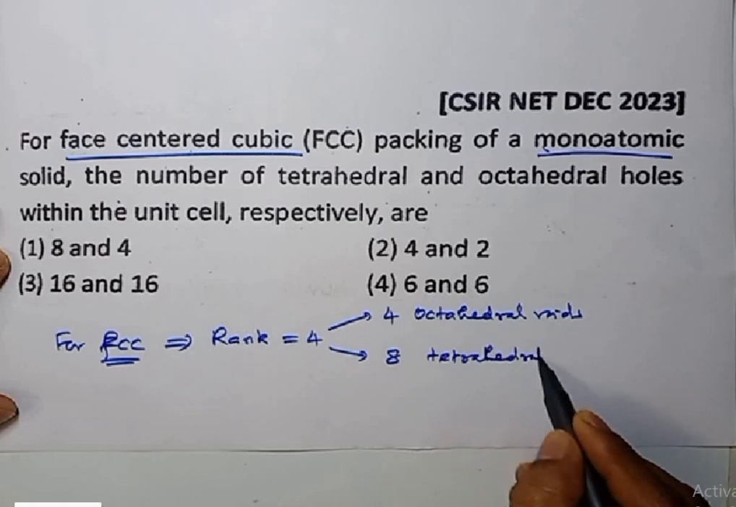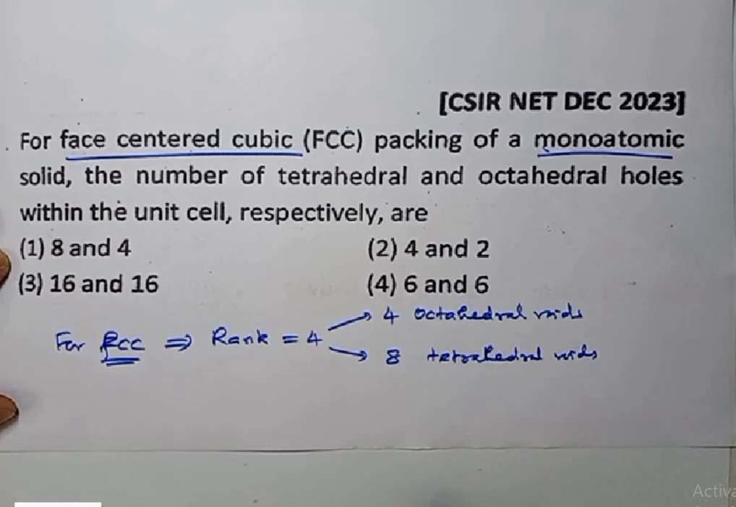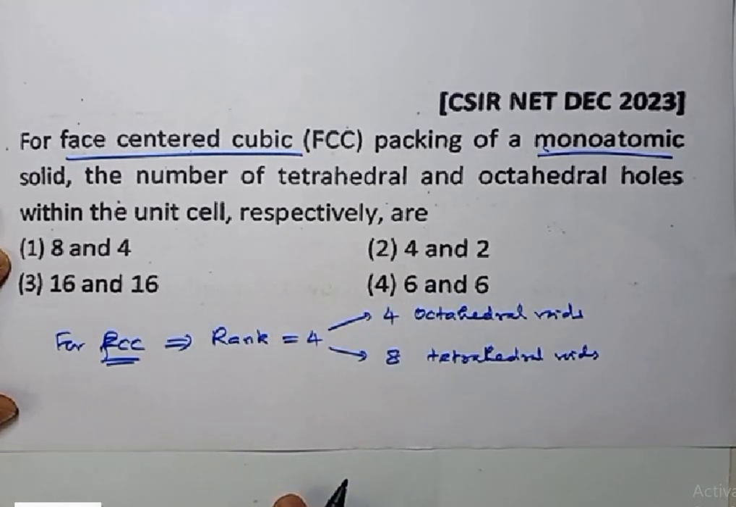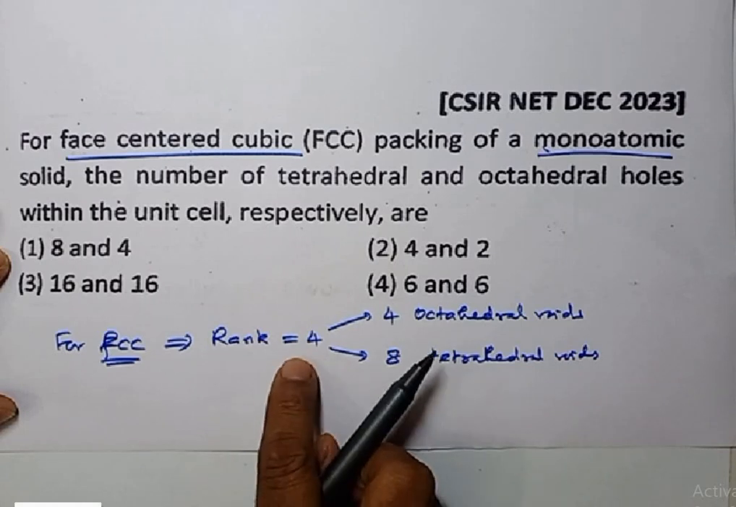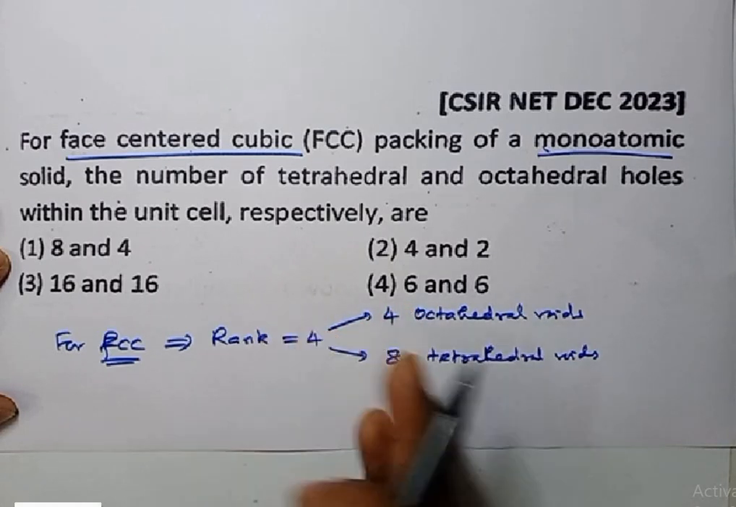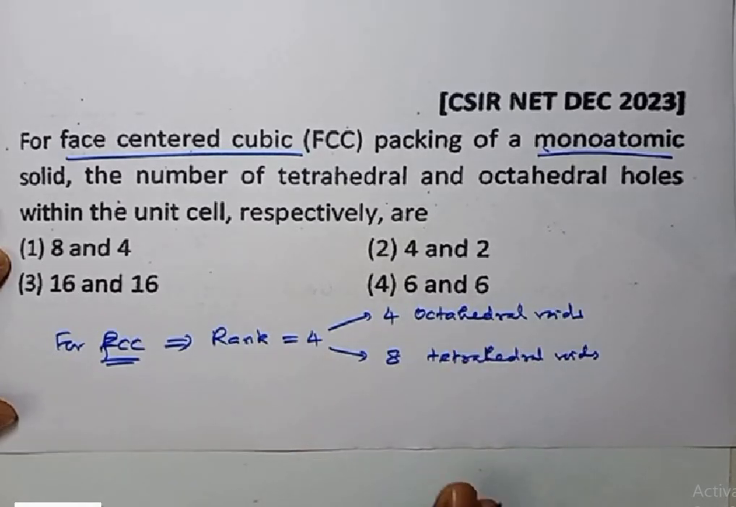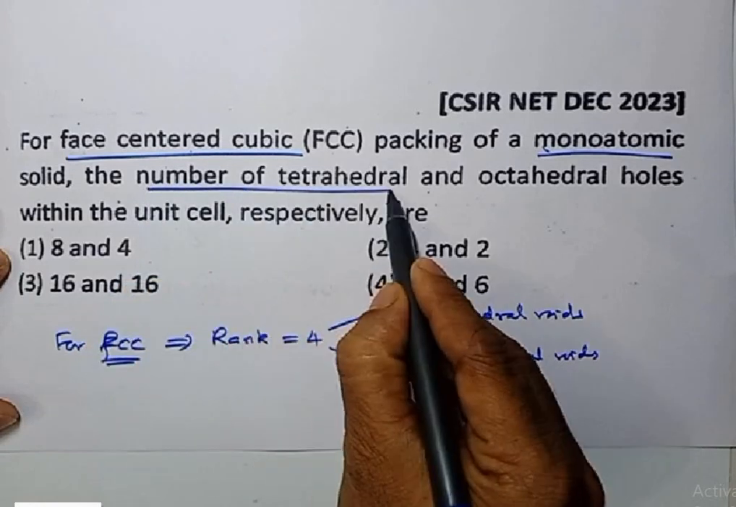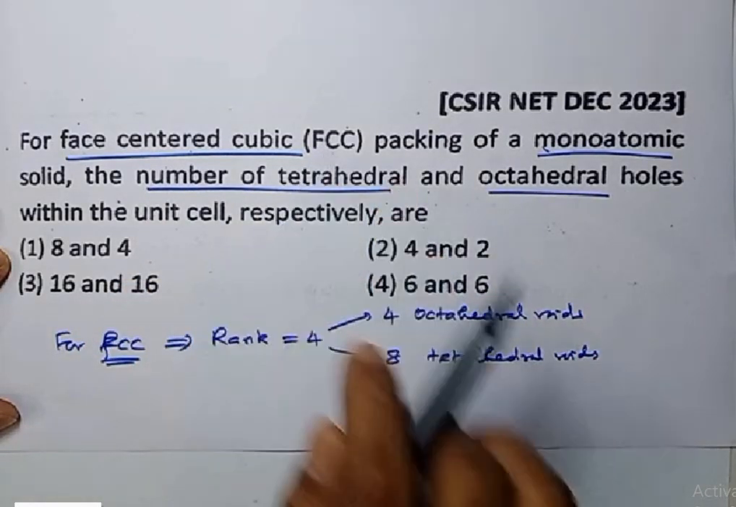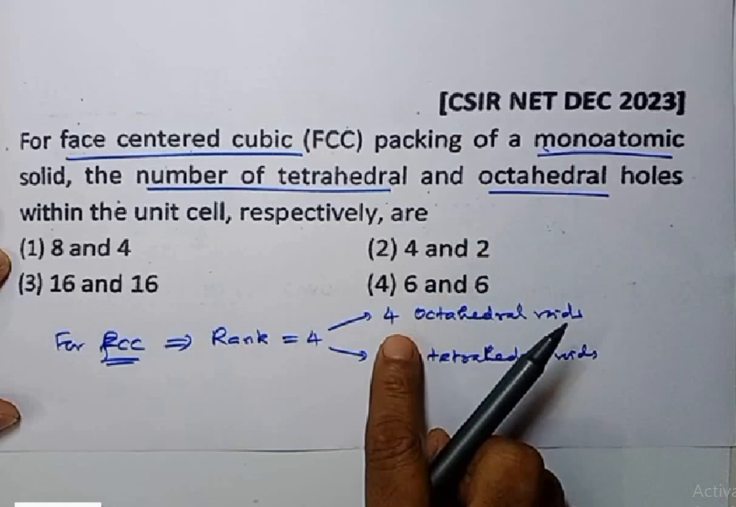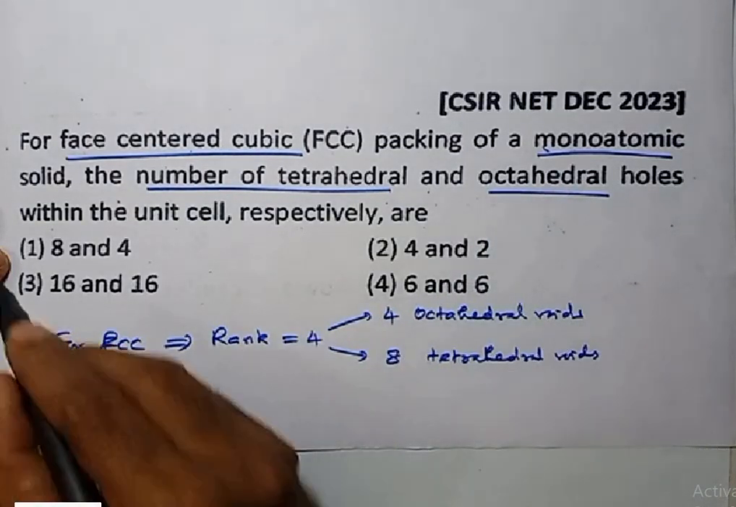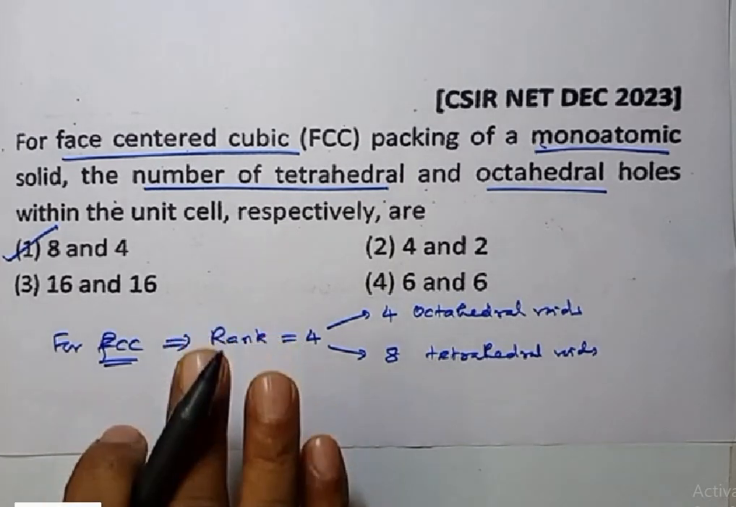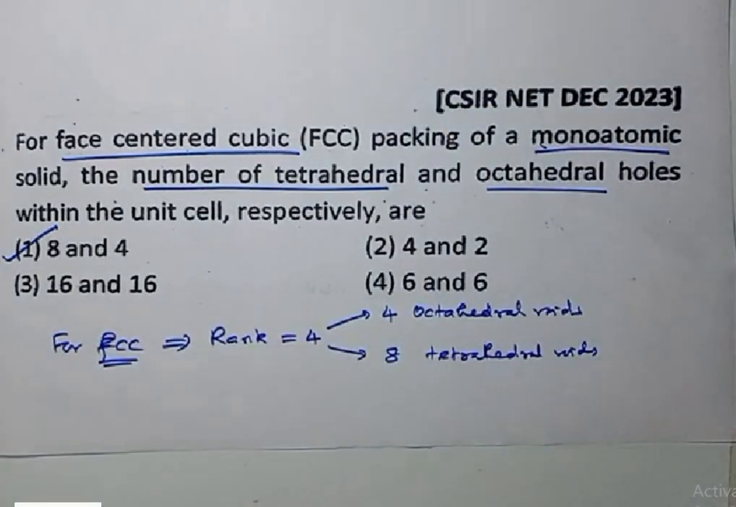All these things we discussed already. If you have 1 atom, there should be 1 octahedral void and 2 tetrahedral voids. If you have n atoms, then there will be n octahedral voids and 2n tetrahedral voids in the unit cell. So for this question, they are asking number of tetrahedral and octahedral. First tetrahedral is 8 and octahedral is 4. So answer is 8 and 4. The correct option is 1. Okay, so it's a very simple question, but appeared in 2023 December.